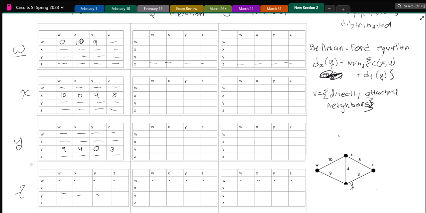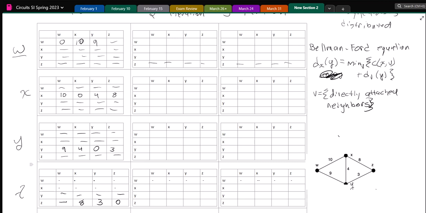We're on Z. Okay, so Z right now has no idea how to get to W because it's not directly attached. It costs 8 to get to X, it costs 3 to get to Y, and 0 to get to itself. Okay, so now what happens is each node now sends its own vector to its directly attached neighbors.